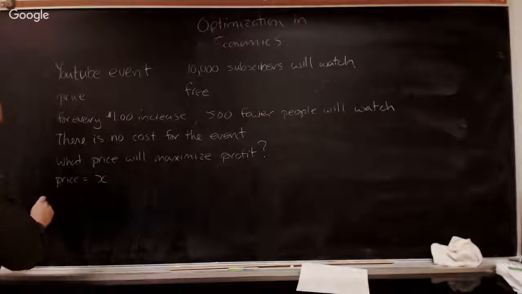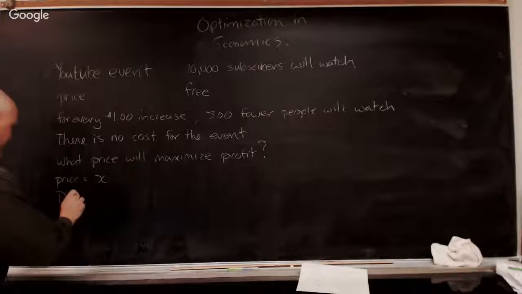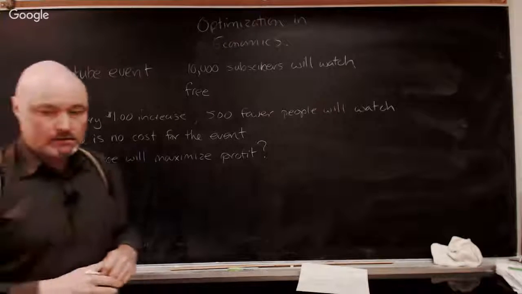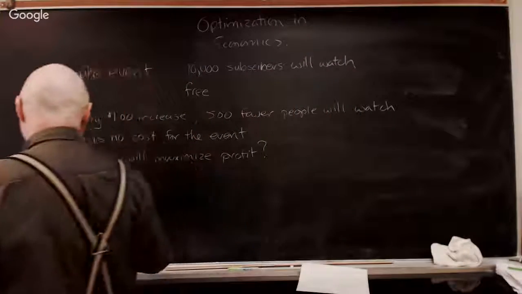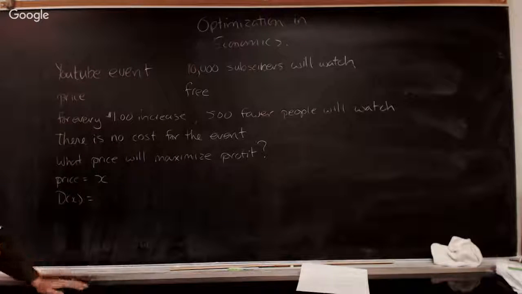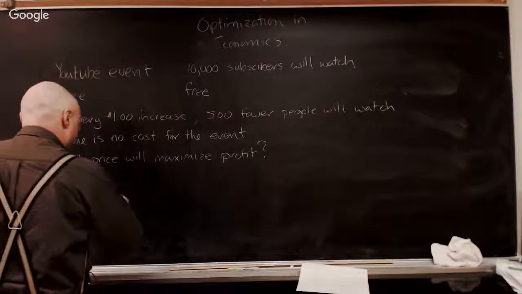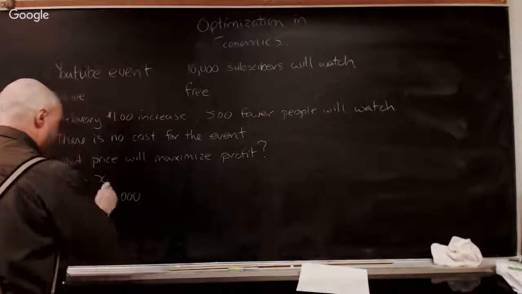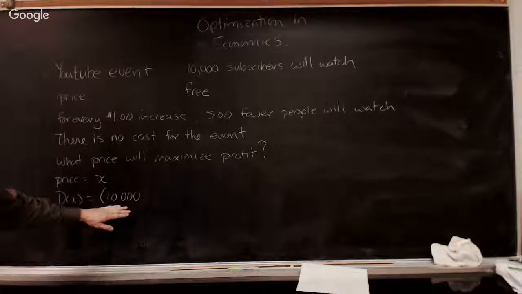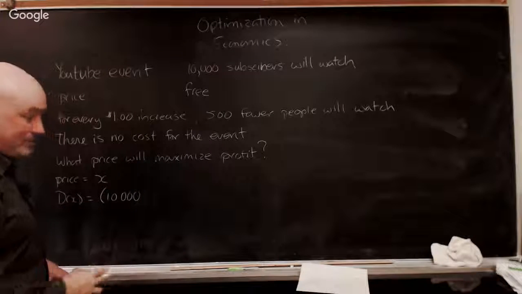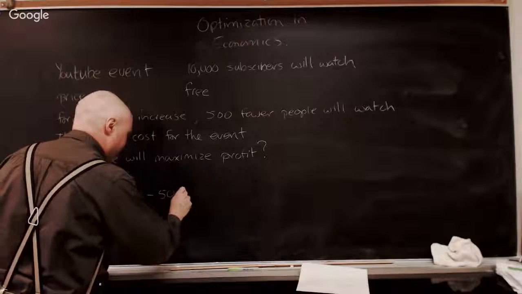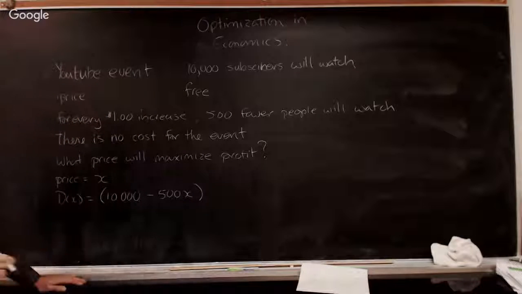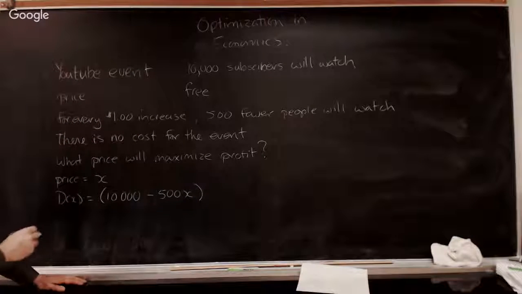And I know my demand function, so the demand is a function of the price. Every time that price goes up, demand will drop, or rather, demand at that price will drop. Because there's a bunch of economists who are turning over in their grave right now. So I start out with 10,000 people demanding to watch my video. Demanding sounds rather strong, but they demand to watch my video. And then for every $1 I charge, 500 fewer will watch that video. So there we go. There's my demand function.